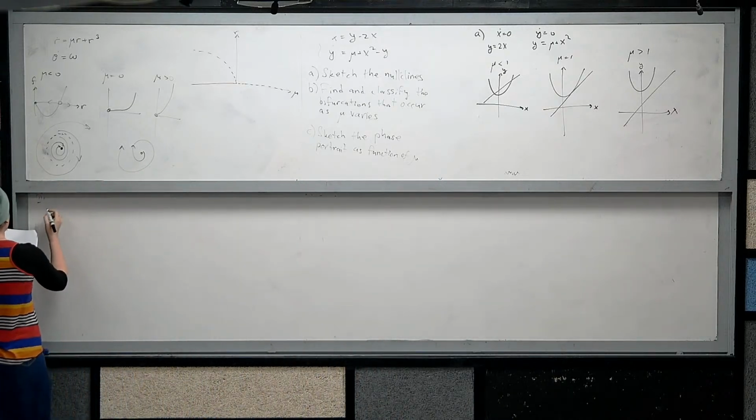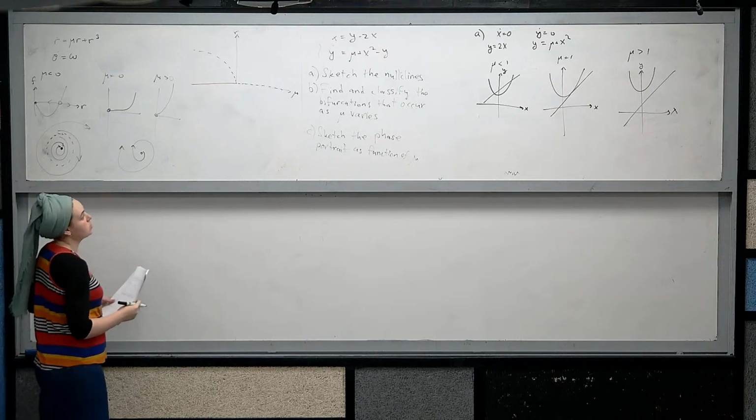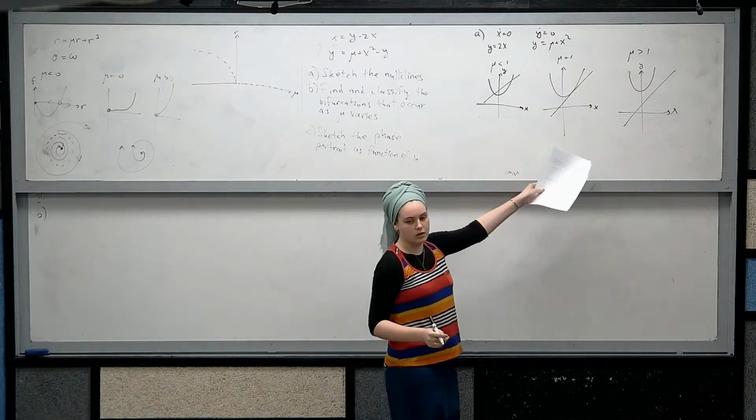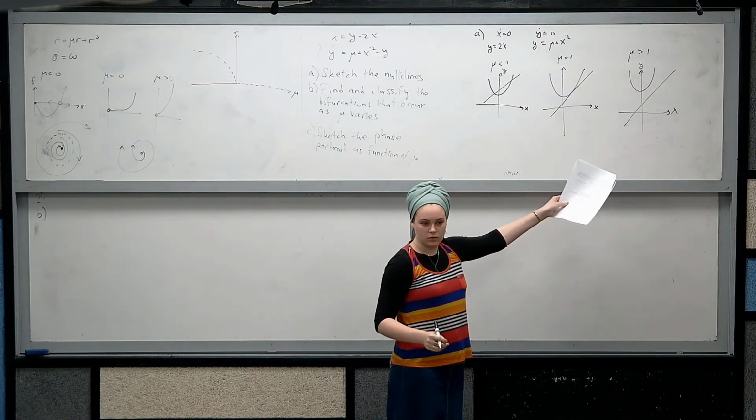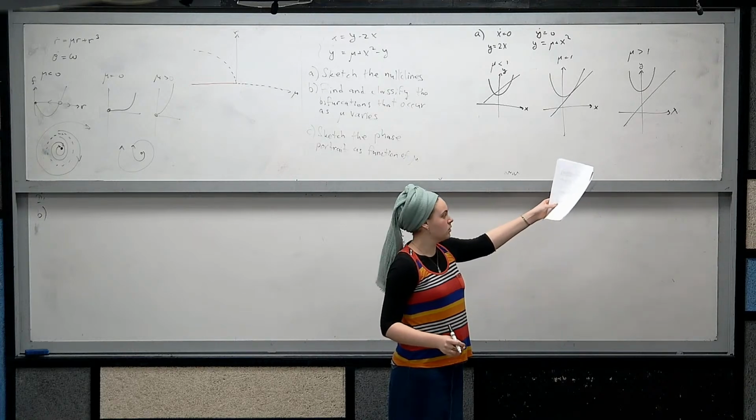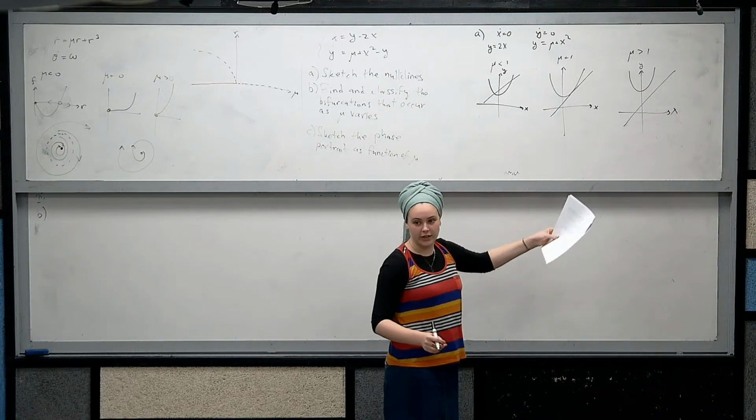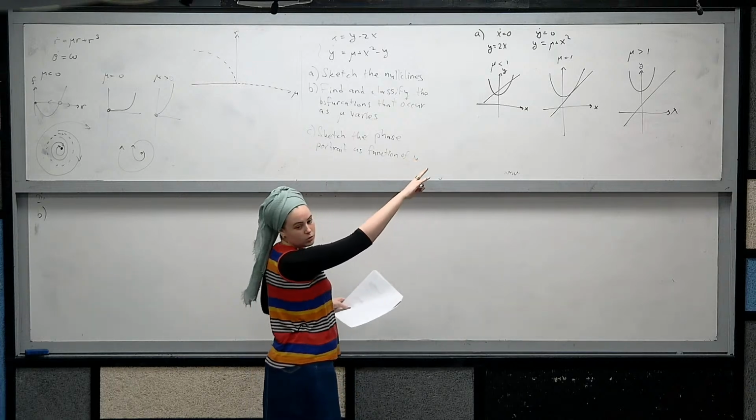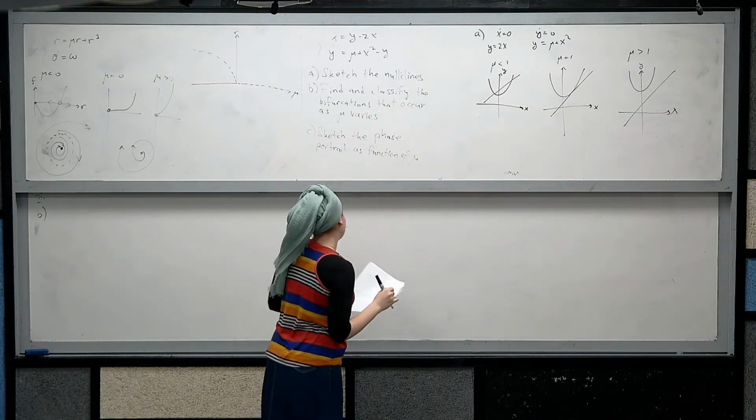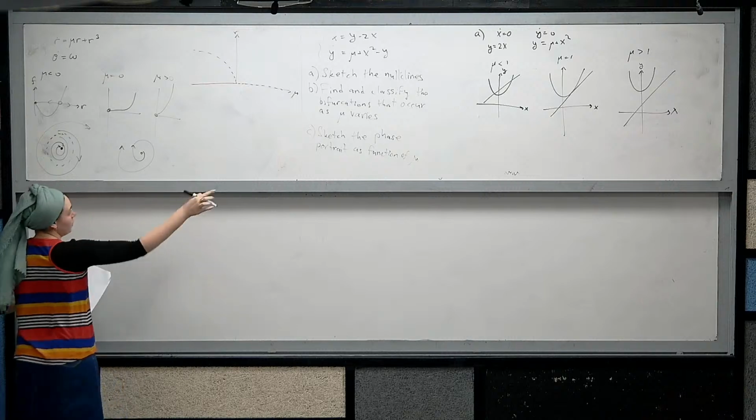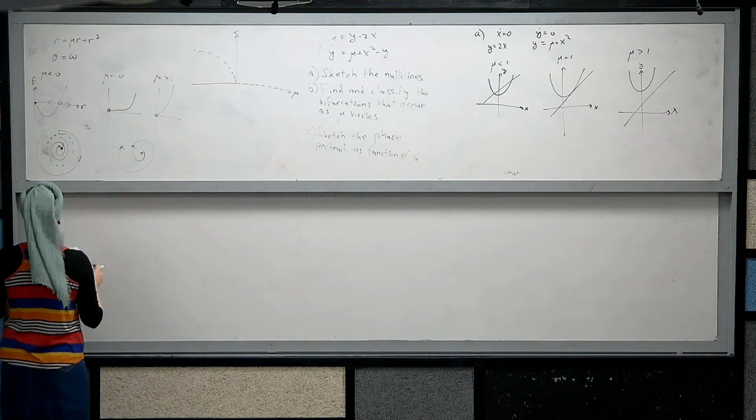Okay, define and classify the bifurcation. So what bifurcation do we see that we have? Saddle.